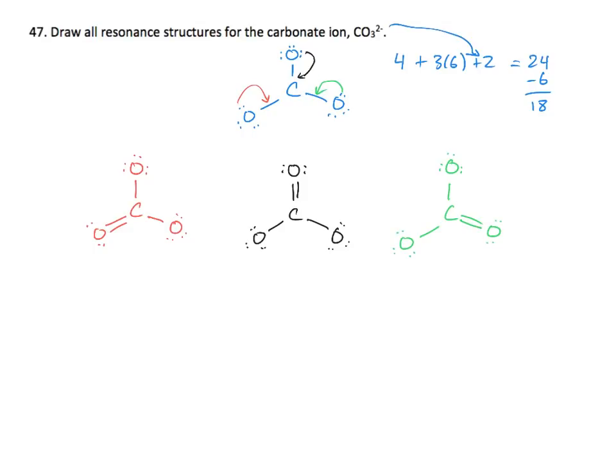Now we have to put in all of our formal charges. The oxygens with a single bond will have formal charges of -1, which will look like this. We need our resonance arrows to show that these are resonance structures. And that looks like that. That's it. We've got 3 resonance structures for that.